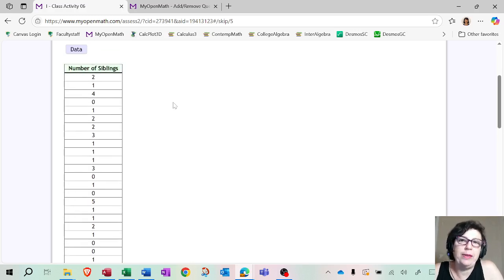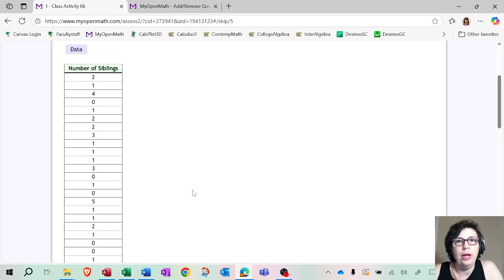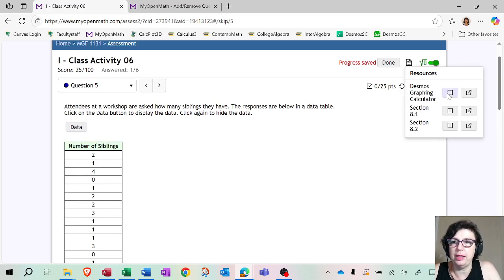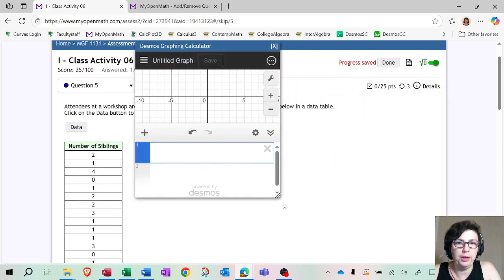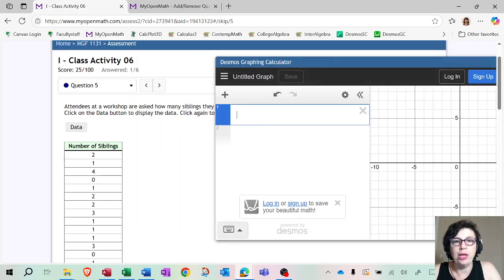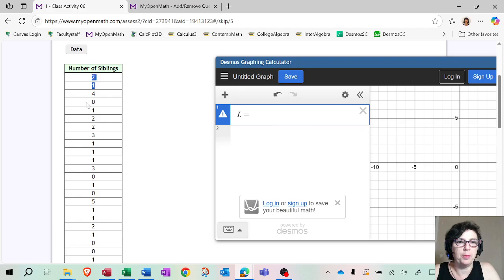Now, in this case, we're not going to manually count all of these numbers because there's a lot of them and you do not want to do that. It's easy to make a mistake. So what we're going to do is get the data into Desmos. So let's open up Desmos calculator and we want to save the data into a list. I usually call it L because that's what Desmos usually has in their tutorials. You can do the same thing or call it anything you want, but you have to be consistent.